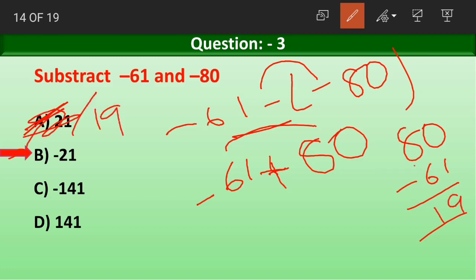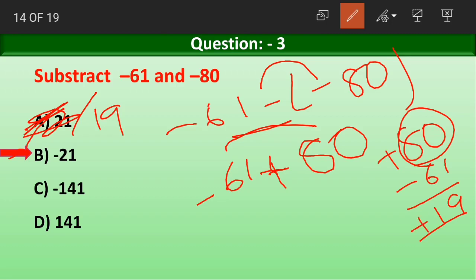I just overlooked it. Sorry, the option given here is wrong. The correct answer for minus 61 minus of minus 80 is plus 19. Again, if you apply the rule of higher absolute value, the number with the higher absolute value is 80. It has a positive sign, so the answer also has a positive sign.